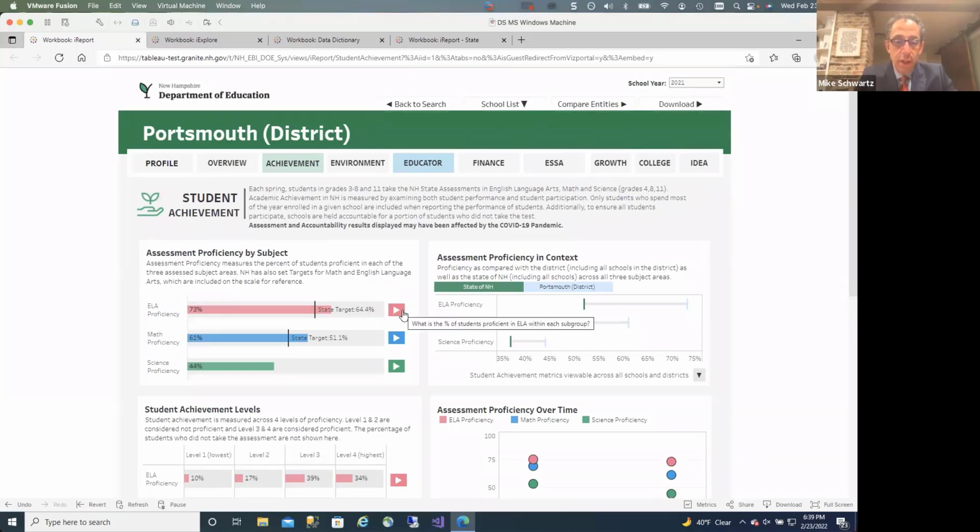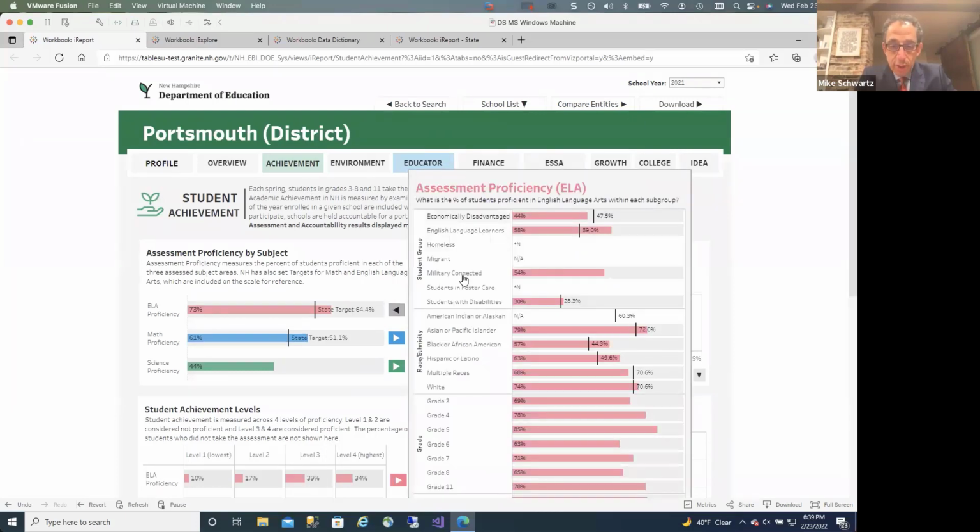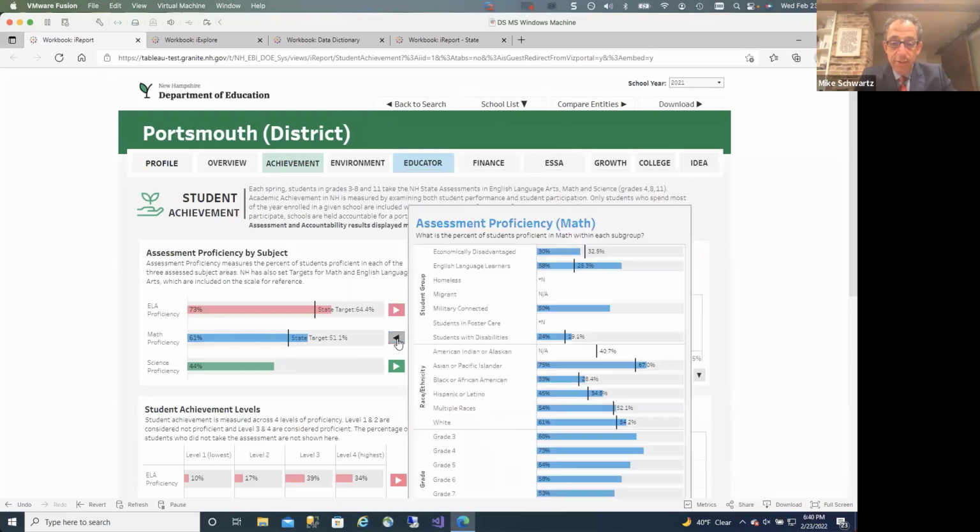If I click on the flyout here for ELA, I can see how students with disabilities, so students with an IEP, how they did. So 30% of the students were proficient in ELA. If I click in math, I can see that 24% of the students with disabilities were proficient in math.